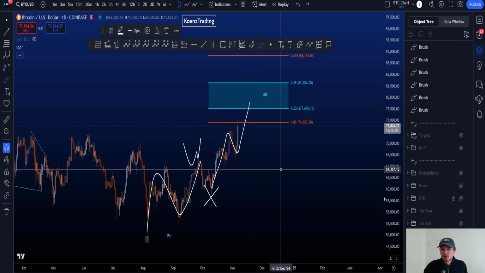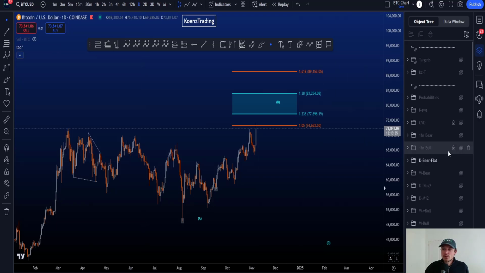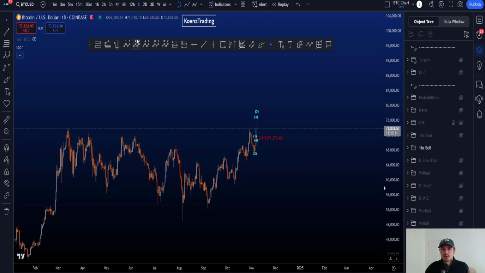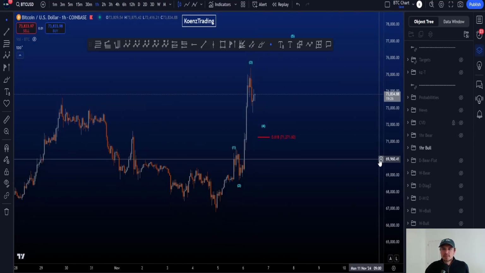So that would be your bearish scenario here with a three-wave structure in your wave B. It does at the moment still have lower probabilities though compared to your bullish scenarios, but we'll get to the probabilities at the end of this video.